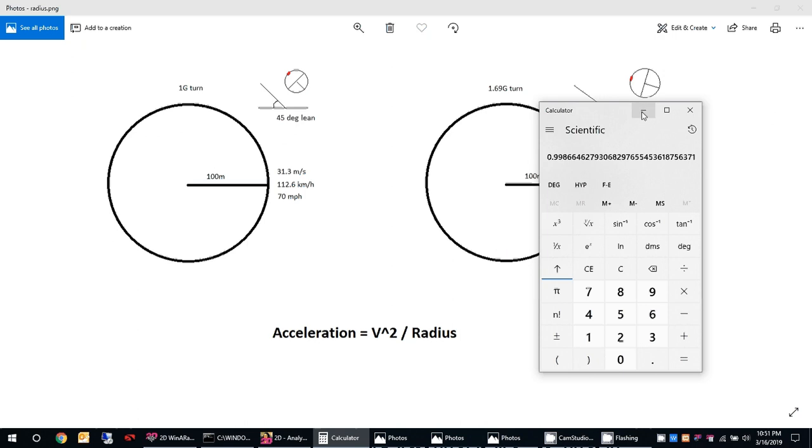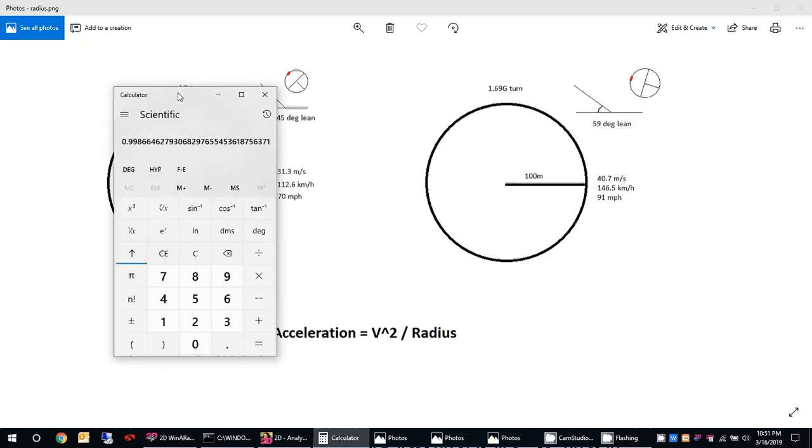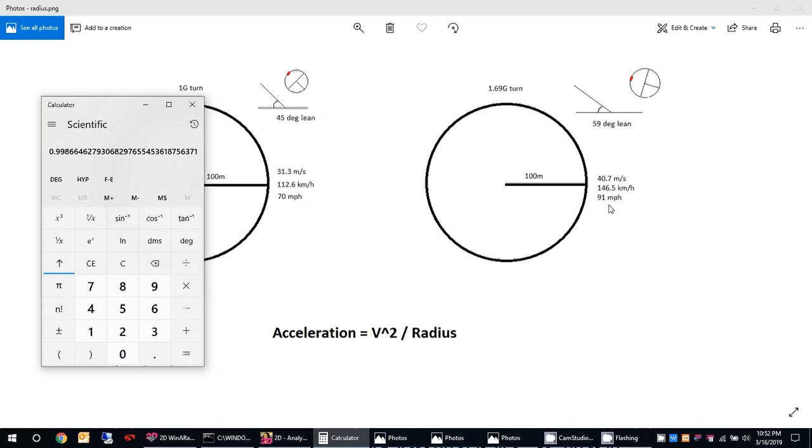Let's go over to this one right here. If we increase our speed from 70 miles an hour to 91 miles an hour, so 21 miles an hour faster, you could imagine in the car that the string is going to be pushed to the right even more, and your body is going to be pushed to the right even more.